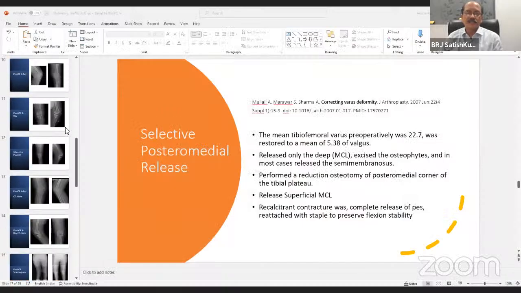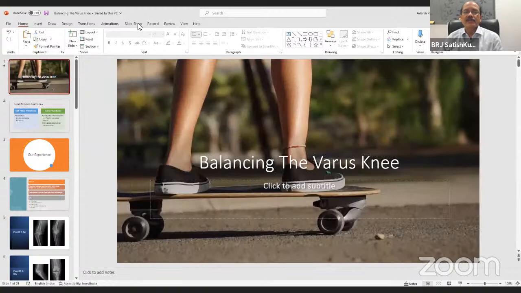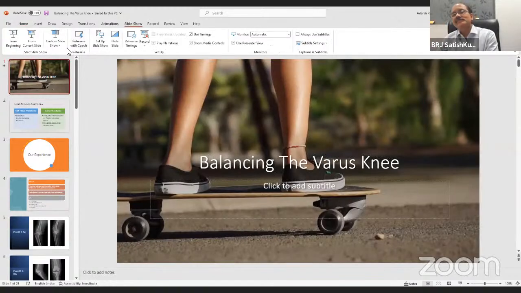Yes, sir. Please, sir. Here you were talking about hyperextension. Yeah, hyperextension deformity is very difficult to deal with. So you should never leave hyperextension. The moment you see hyperextension, you have to go for a thicker insert. You have to go for a thicker insert.